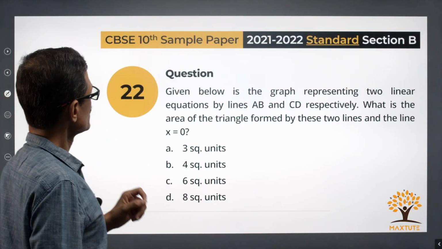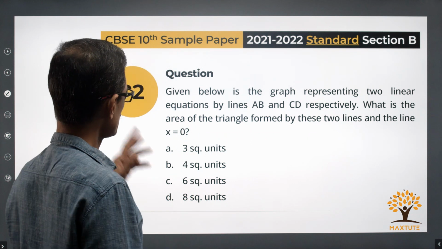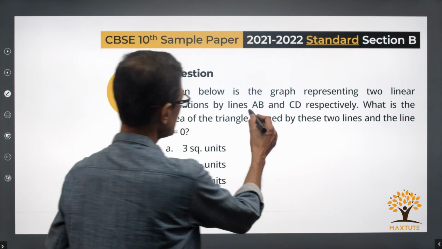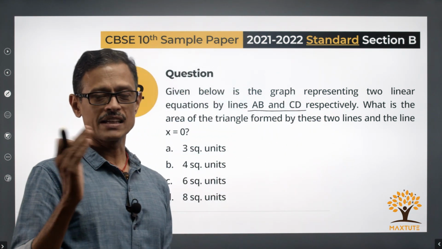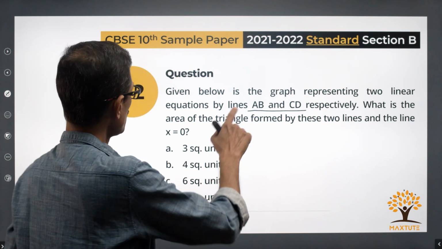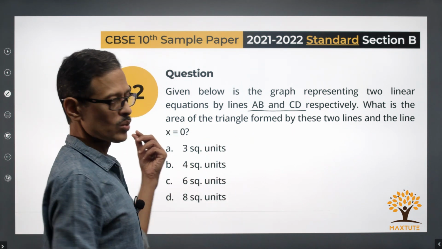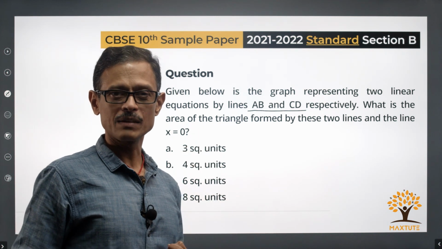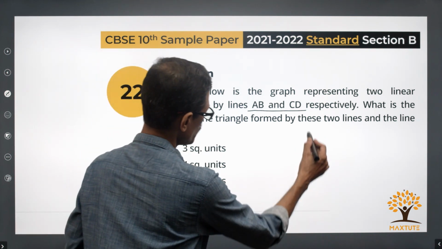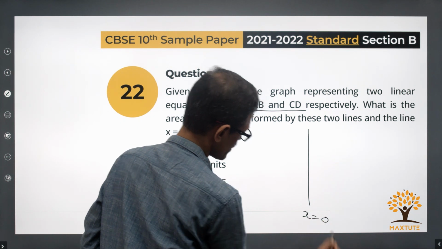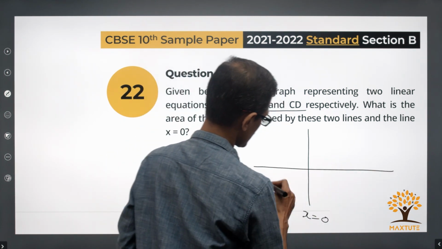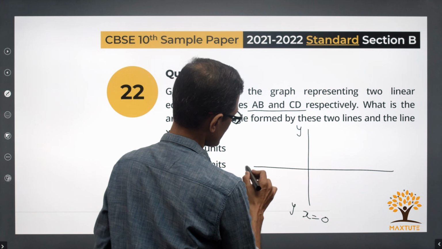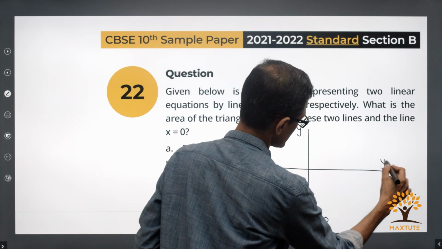Move on. Given below is a graph representing two linear equations by lines AB and CD. Okay, the graph is in the next slide. Let's go to it in a while. What is the area of the triangle formed by these two lines and the line x equals 0? What is the line that would be represented by the equation x equals 0? The y-axis equation is x is equal to 0, and the x-axis equation is y is equal to 0.